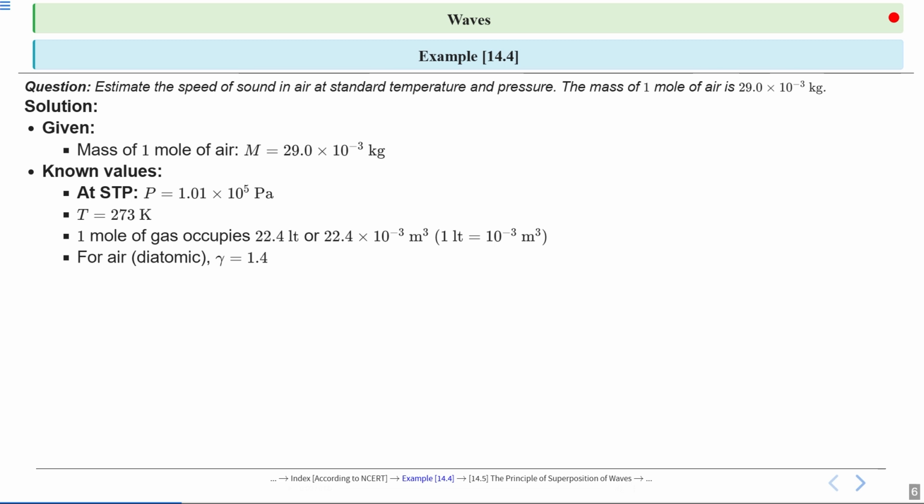For air, which is mostly diatomic molecules like nitrogen and oxygen, the ratio of specific heats gamma is 1.4. Gamma is the ratio of the specific heat at constant pressure to the specific heat at constant volume, and it affects the speed of sound in gases.